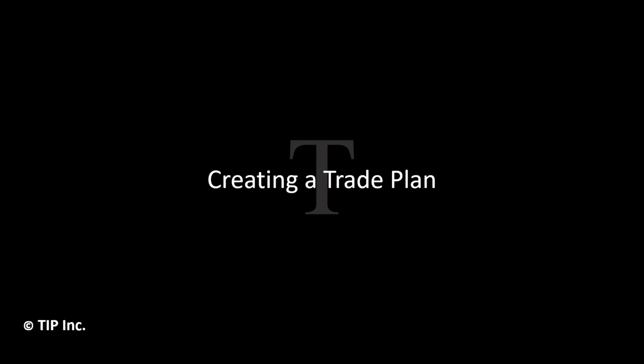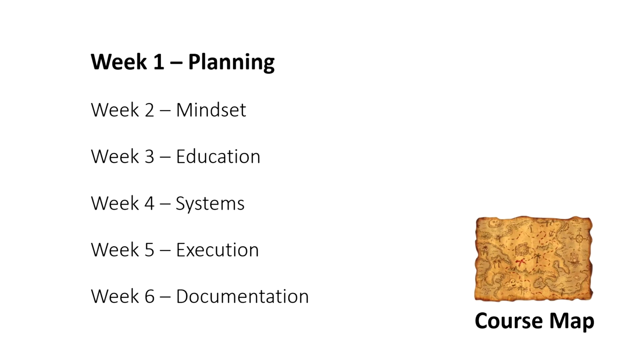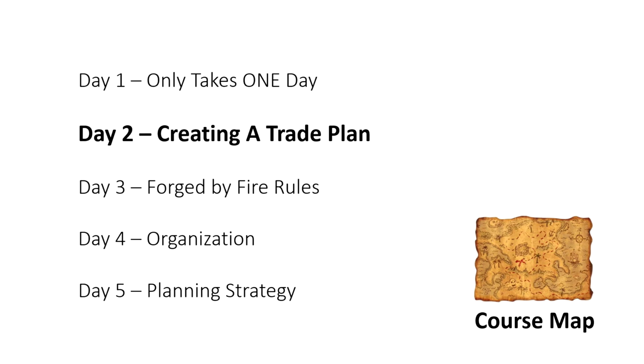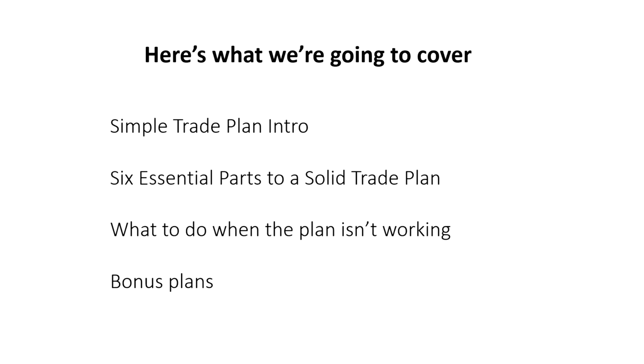This lesson is creating a trade plan, and we are in week 1 planning here. Here's the course map, and this is day 2, creating a trade plan. We're just gonna jump right into the outline here. So first we're gonna get into a simple trade plan, and we're gonna walk you through that resource that we have, and then we're going to deep dive into the 6 essential parts to a solid trade plan. These are identified in the simple document.